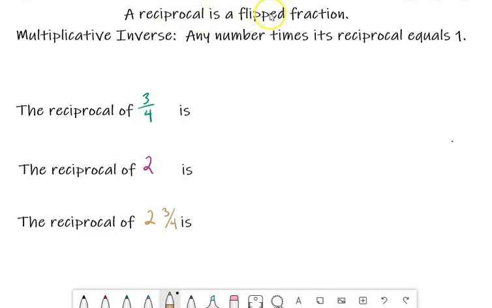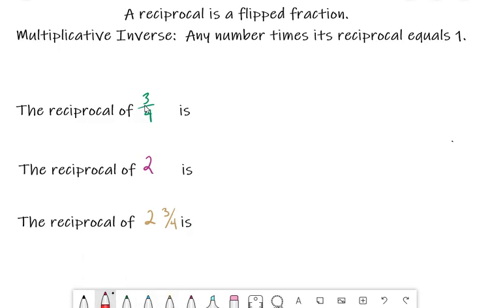A reciprocal is a flipped fraction. The multiplicative inverse is a property that says any number times its reciprocal equals 1. It's how we can undo division and turn it into multiplication, because it's the inverse. It undoes it. So to begin, we're going to find the reciprocal of 3/4.